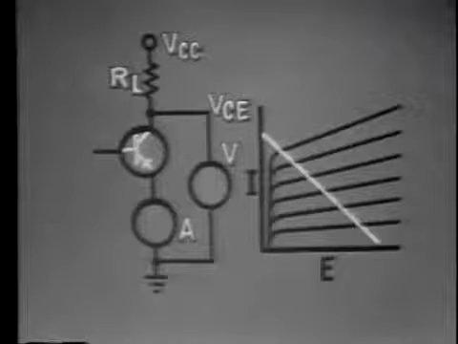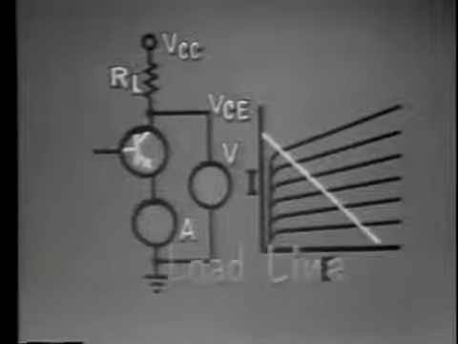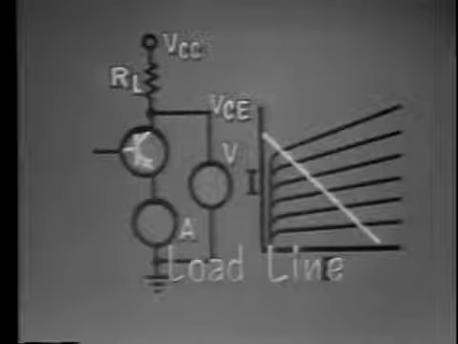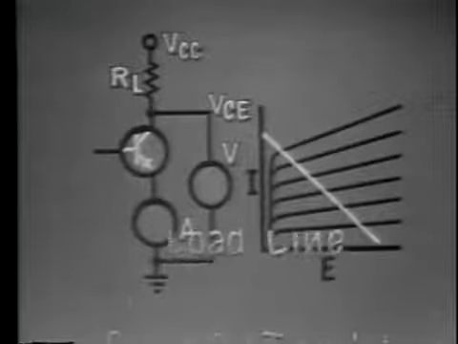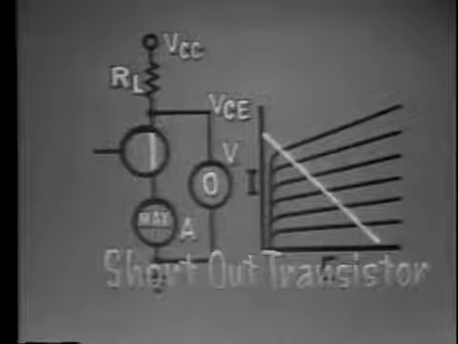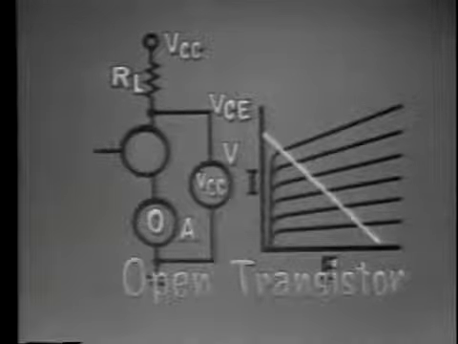But to see where this amplification occurred, we need a graph of characteristic curves for this circuit configuration on which to construct a load line. To get a load line, we created the two limits of the transistor operation within a circuit. To do this, we first shorted out the transistor and then opened the transistor.